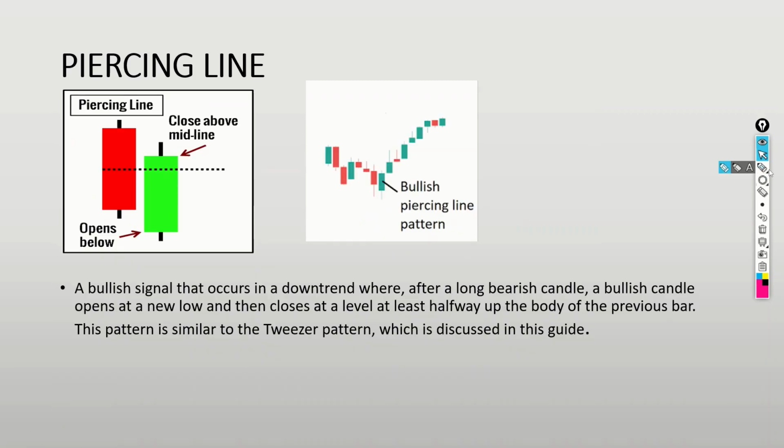So we have another candlestick pattern called the piercing line. Okay. A piercing line is a bullish signal that occurs in a downtrend, where after a long bearish candle, a bullish candle opens at a new low and then closes at a level at least halfway up the body of the previous bar. So this is similar to a tweezer pattern, which we discuss later in the guide.